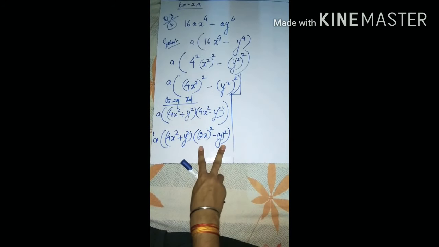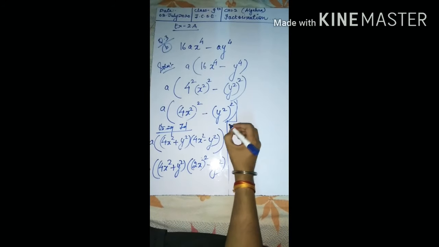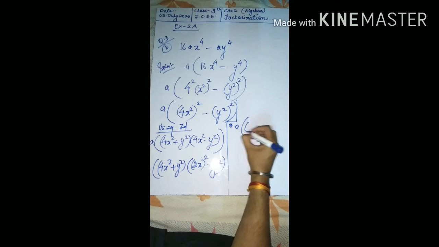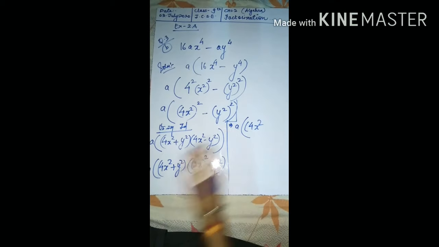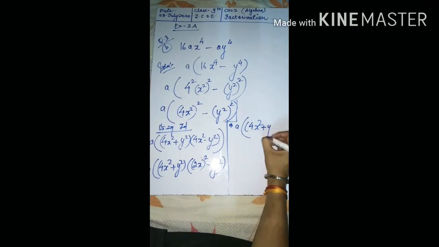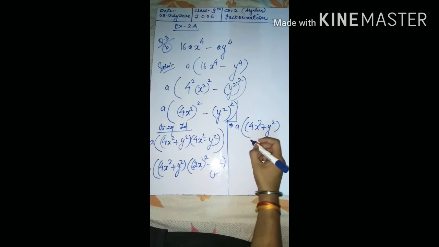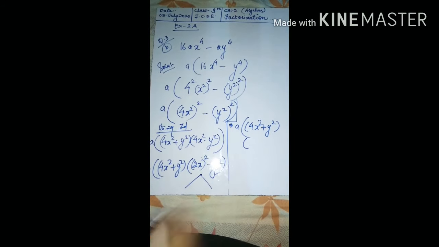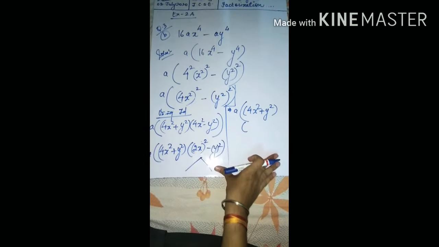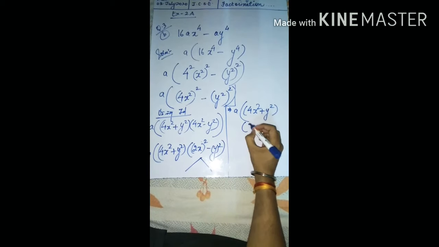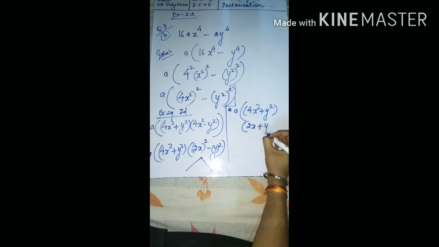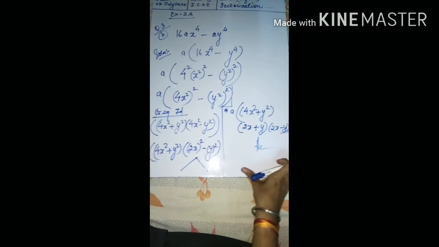Now again you can use identity in this one. Okay, so what will be the answer? A as it is, 4x square plus y square as it is, and on factorizing this expression into 2, what will be the two more brackets? 2x plus y, 2x minus y. So this is your final answer. Okay, this one.